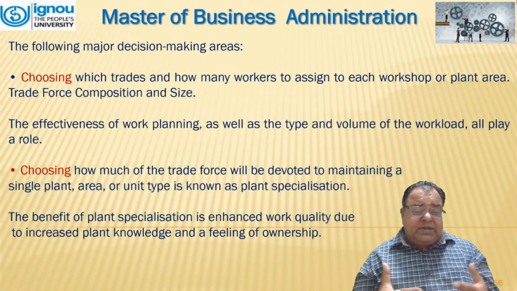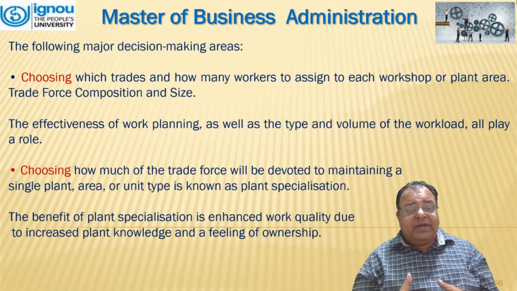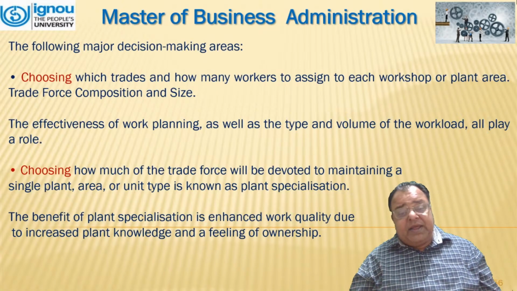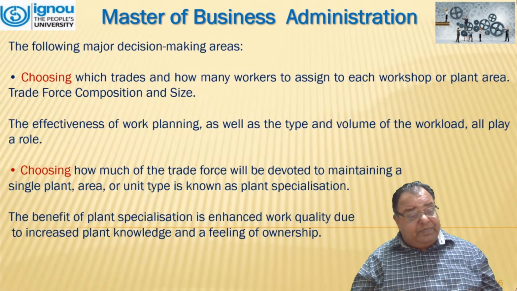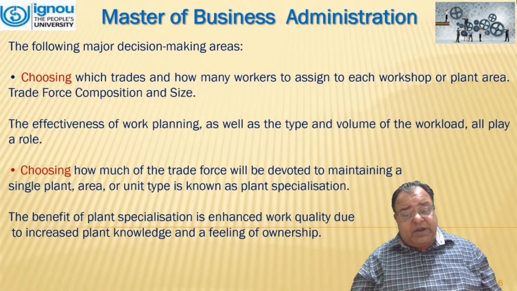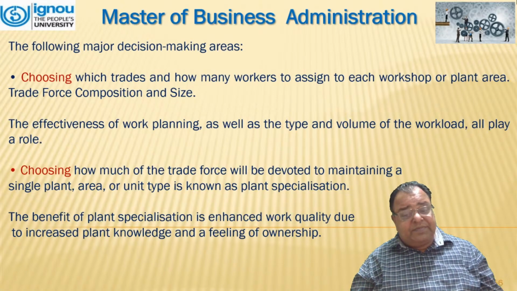Following are the major decision making areas. First one is choosing which trade and how many workers to assign to each workshop or plant area: trade force composition and size. The effectiveness of work planning as well as the type and volume of the workload all play a role. Second one is choosing how much of the trade force will be devoted to maintaining a single plant area or unit type, known as plant specialization.